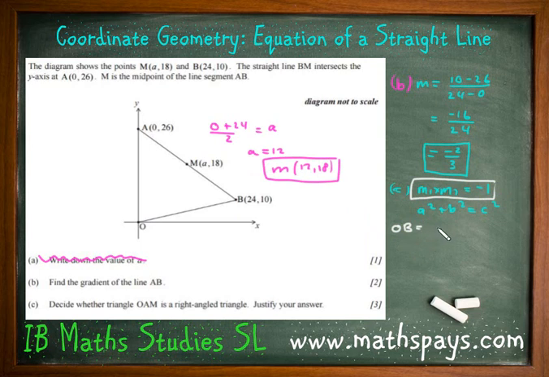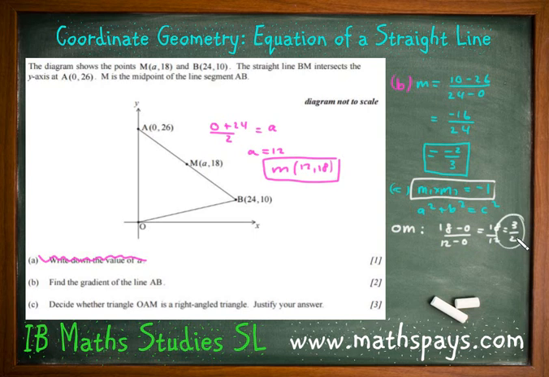Now OB gradient would be 10 take away 0 over 24 take away 0. That gets me 10 on 24. That gets me 5 on 12. And what we now need to show is that if I multiply, oops, hold on, no, sorry, my bad, I nearly did that same thing again. It's not OB, it's OM. Read the question. So OM, we're going to find the gradient using 18 take away 0 over my newly found 12 take away 0. So we've got 18 on 12, divide that by 6, gets me 3 on 2.